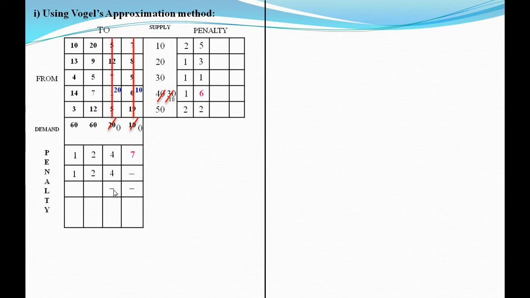I have to find the penalty. Since I'm cancelling the column, there will not be any change in these things. First minimum and the second minimum, that is equal to what? 1. And here also you have first minimum is 5, second minimum is 7. So the difference is what? 2.